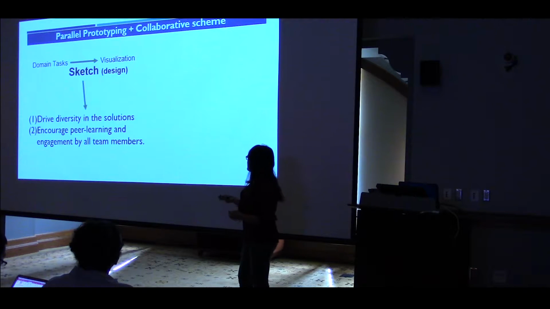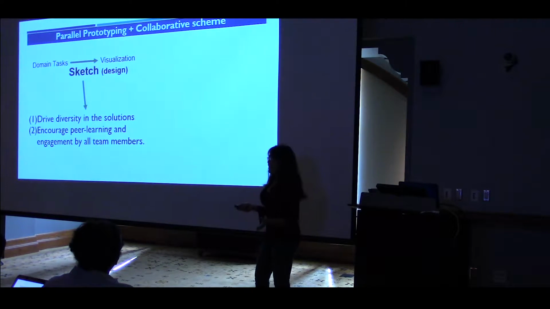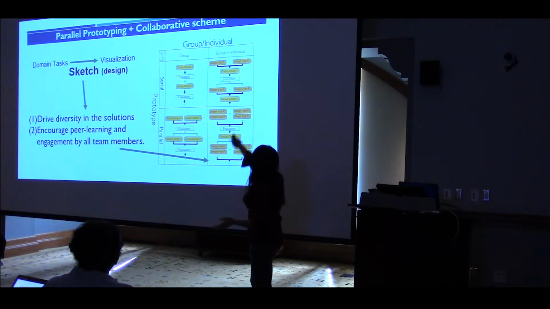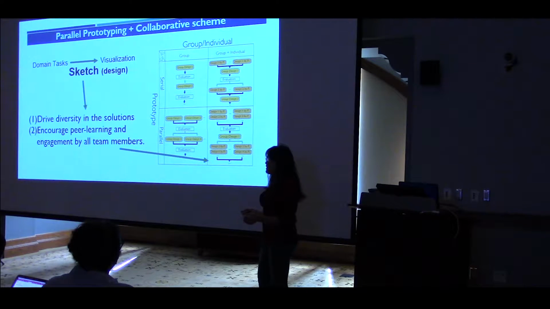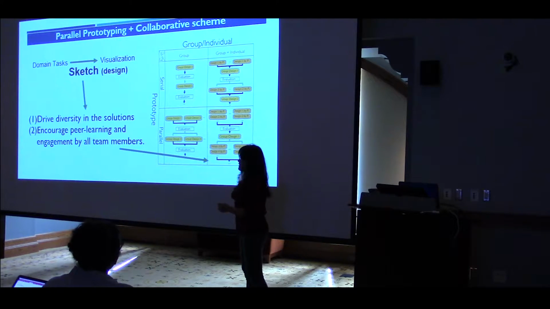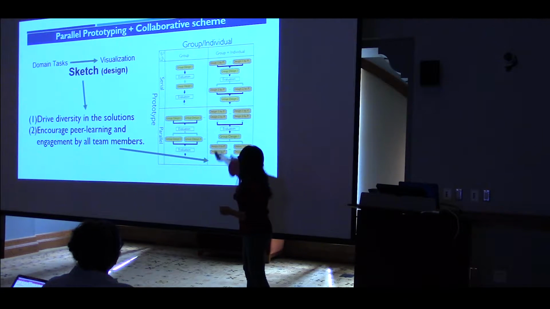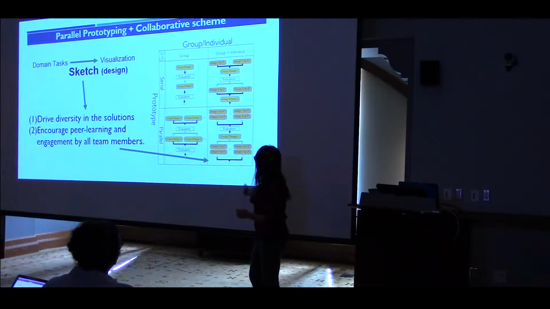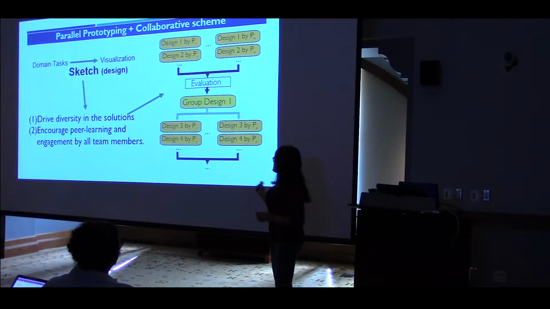In order to do that, we reviewed literature in design study and collaborative design and discovered this group prototype model. We have a lot more details about this model in our paper, but now I'm just going to go straight to the conclusion. The conclusion is that we found this particular pattern is very optimal for our workshop, and we're going to adopt this pattern for our workshop.